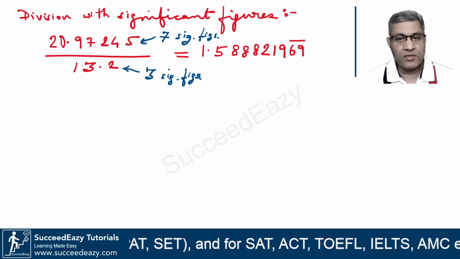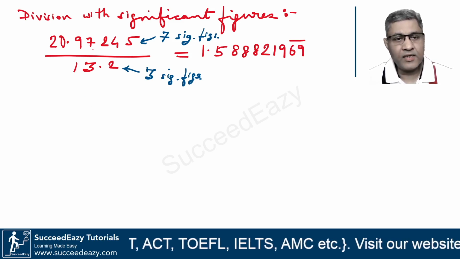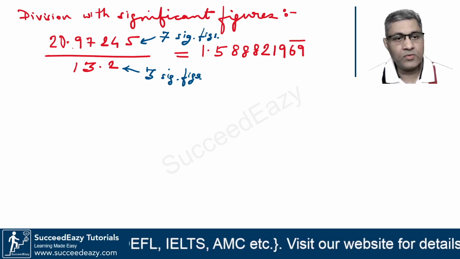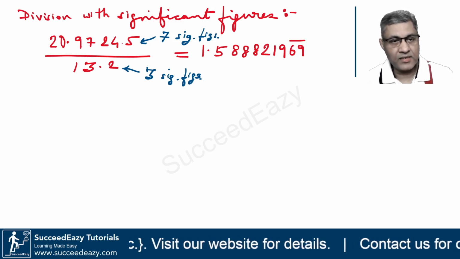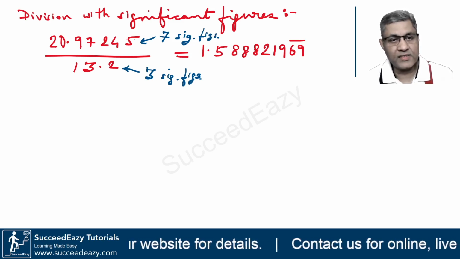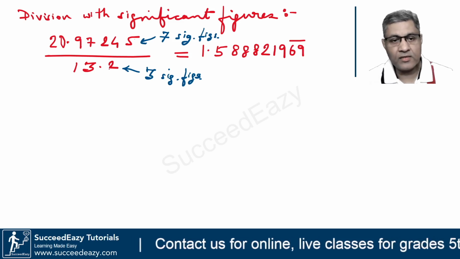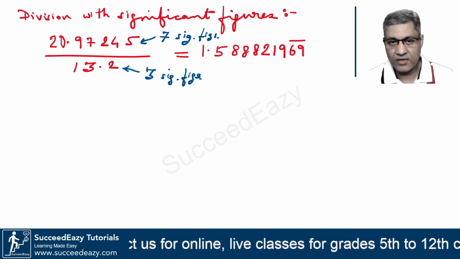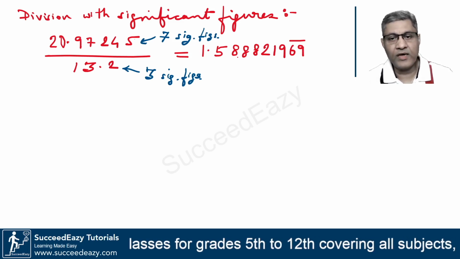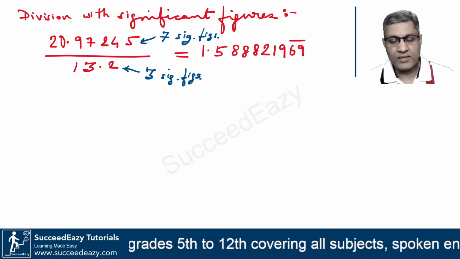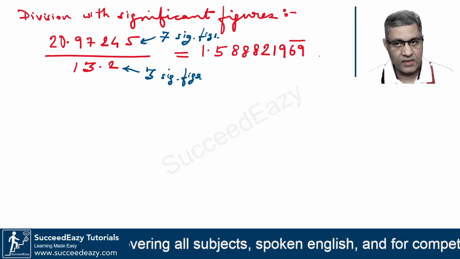Let's see division with significant figures. Okay, so in division, I've taken one arbitrary number, let's say 20.97245, which has 7 significant digits, isn't it? 1, 2, 3, 4, 5, 6, 7. We divide it by another arbitrary number. I have taken 13.2, which has 3 significant digits. What you get from here is this number, 1.5888219, and then 69 gets repeated. It's a recurring number, 696969, it goes on.